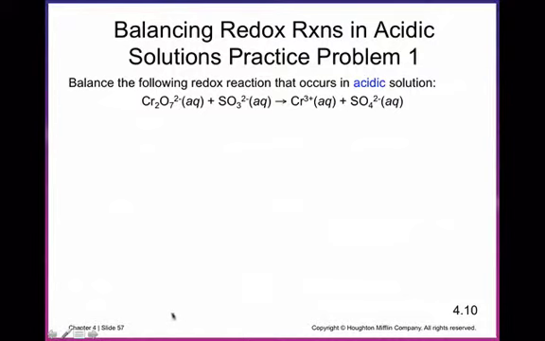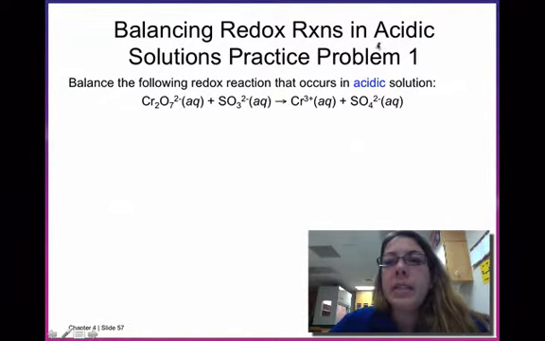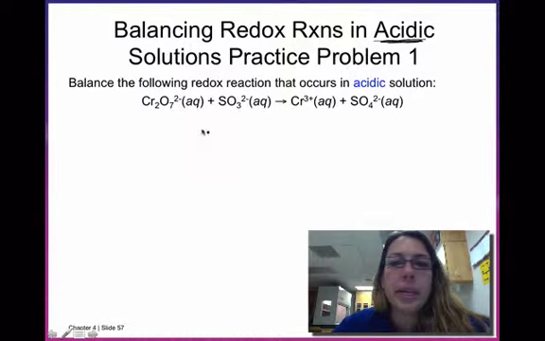So here we go. We're going to try 2 of these. And you need to pay attention to whether it says acidic or basic, because that does affect how you end your problem. The 2 that we're going to do right now are both acidic. So it says balance the following redox reaction that occurs in acidic solution. We have the dichromate and the sulfite giving us the chromium ion and the sulfate anion.